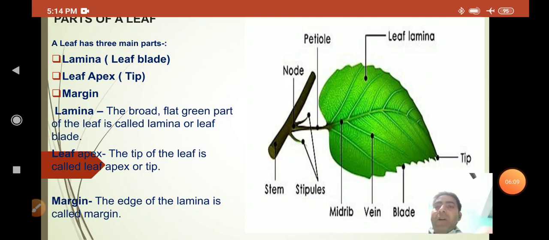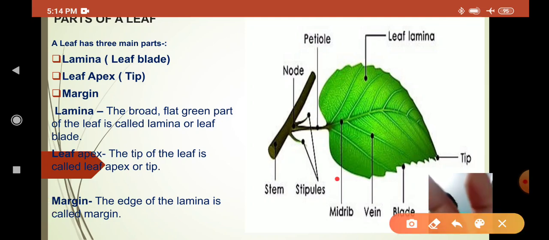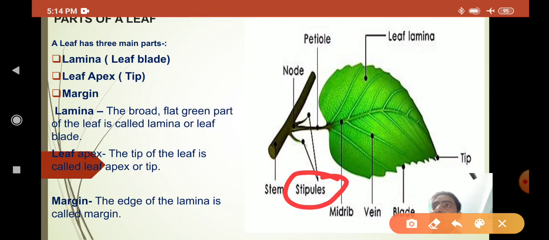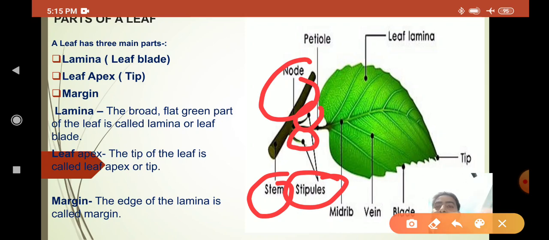Here you are seeing one word, that is stipule. Here you can see stipules. What are the stipules? The leaves of some plants have small outgrowths or leaflets at the base. That is called a stipule. Here you can see small outgrowths from the base of the leaf or in between the stem, that is called stipules. And here the stem is there, nodes are also there, and the leaf lamina, midrib, blades you have read.